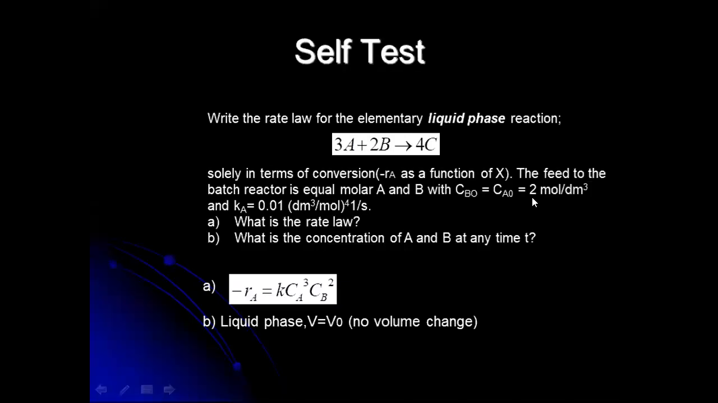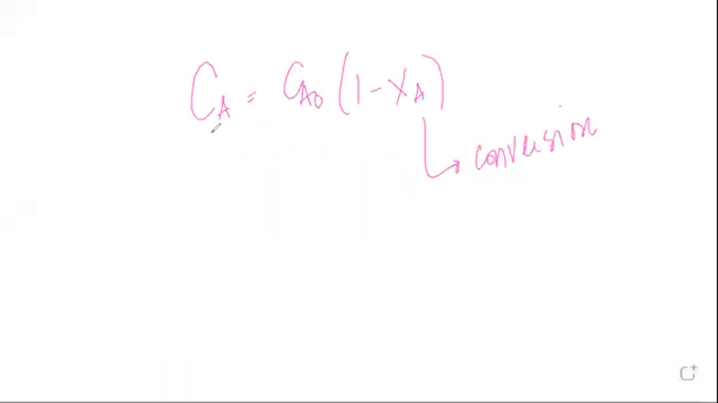Since the problem provides us with the initial concentration, which is 2 moles per decimeter cubed, we will use this value. Your x would still be x because we do not have any value for x yet. So your Ca would be 2(1 minus Xa). This Ca will be the same Ca that you will be seeing later in our future discussion: the concentration of A at any time t.